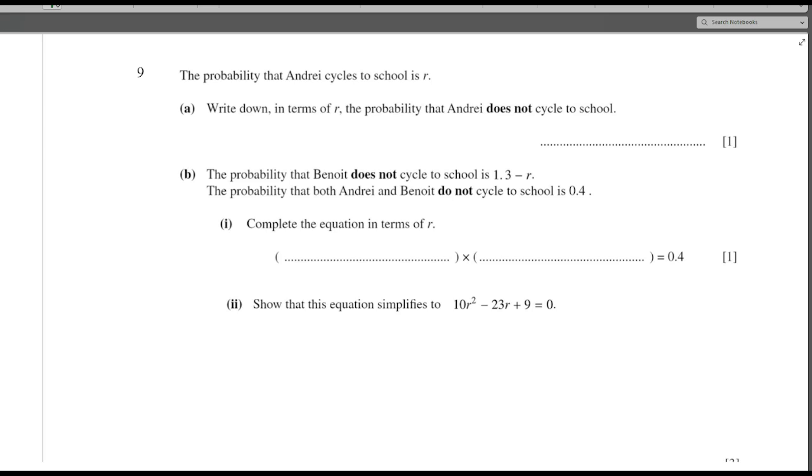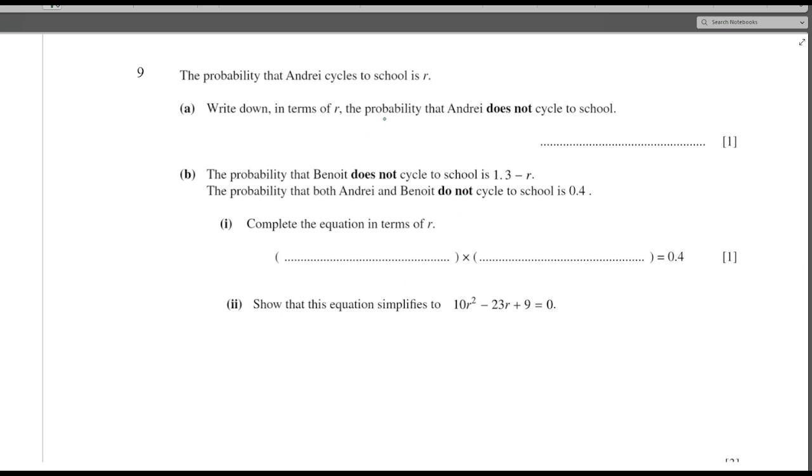Hello, welcome class. Now here we will start with question number 9. This is our second part of your first worksheet on probability. Now let us see this question number 9.